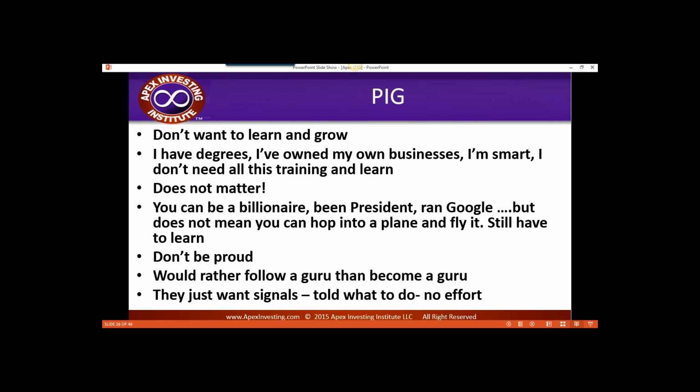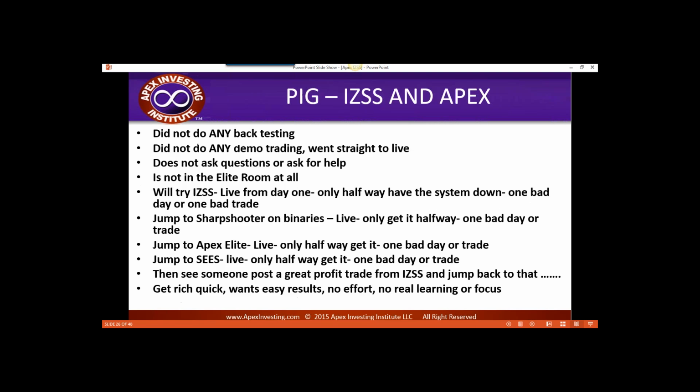Go on to find something else, right? They don't want to learn for themselves. So how does a pig personality fit into Apex or iZone? Well, the pig didn't do any back testing. The pig didn't do any demo trading. He went straight to live, risking his own live money.